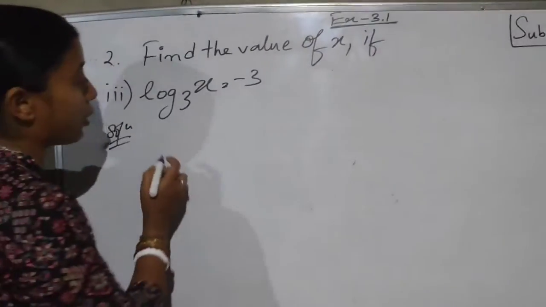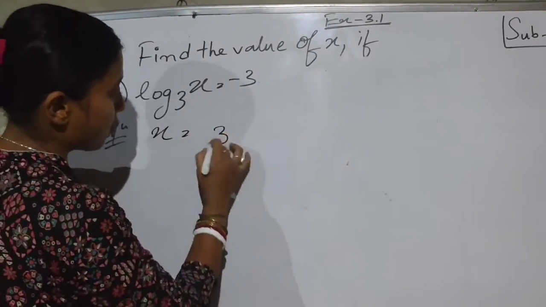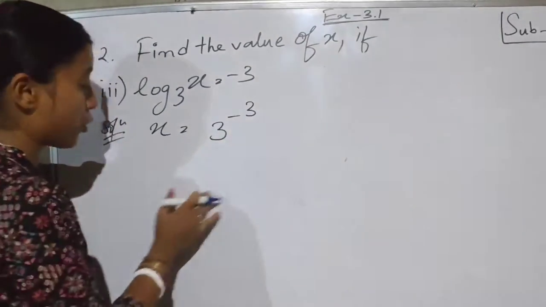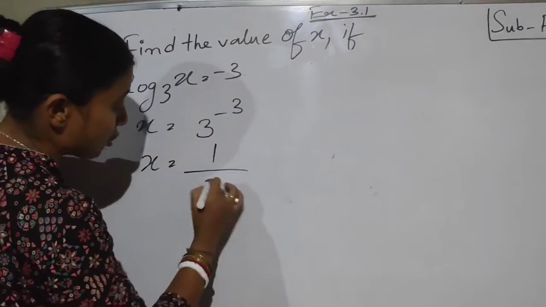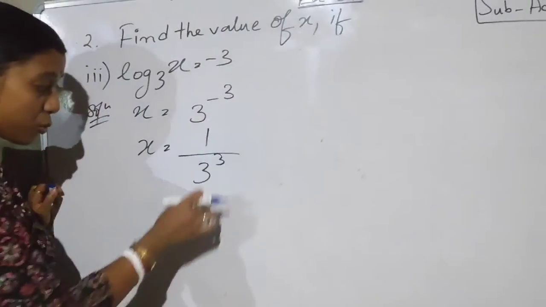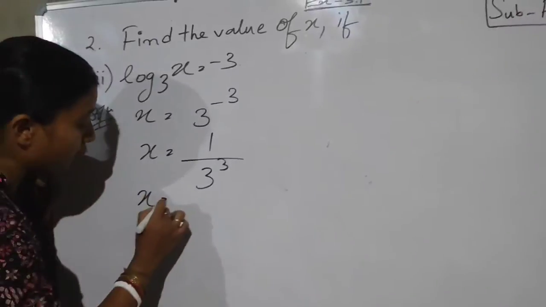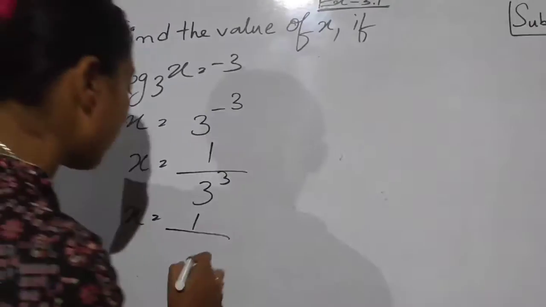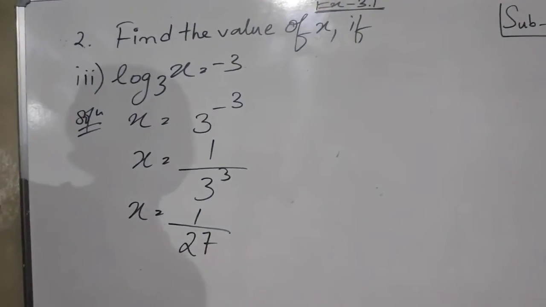Number 3, log x base 3 is equal to minus 3. So, again what can you write? We can write x equal to 3 to the power minus 3. So, this is a negative exponent. Let us make it positive. So, x equal to 1 by 3 to the power 3 we can write. So, x equal to how much? 3 to the power 3 is 3 threes are 9, 9 threes are 27. So, x is equal to 1 by 27.